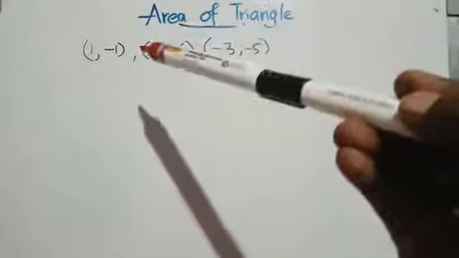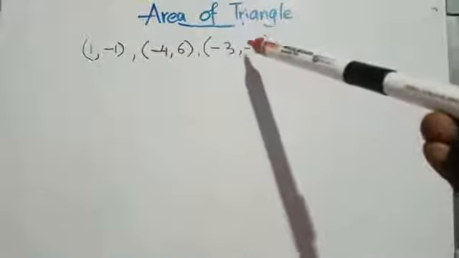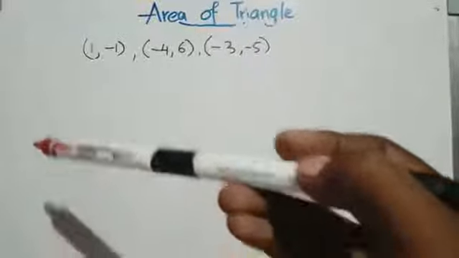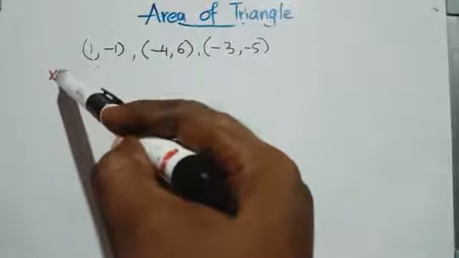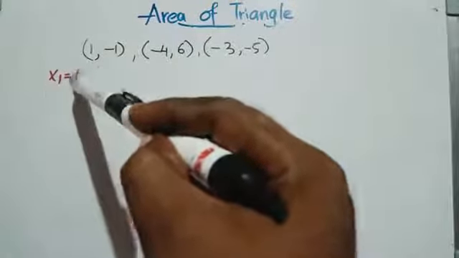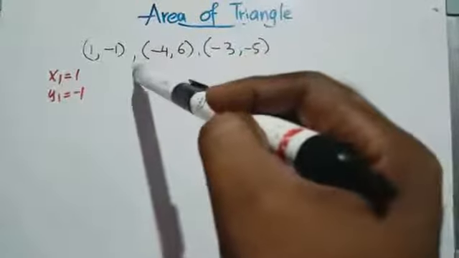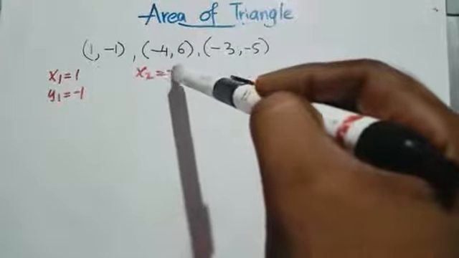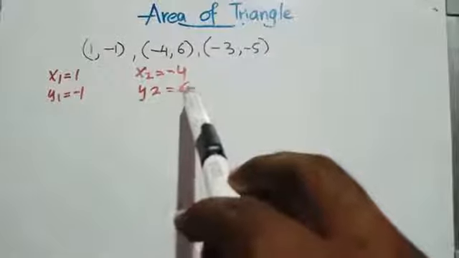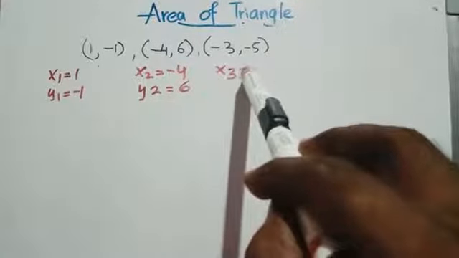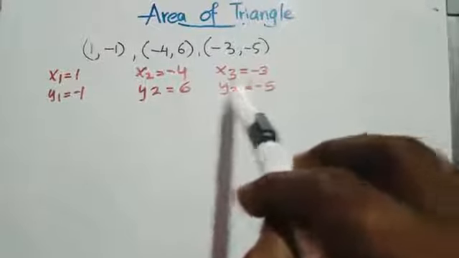Question is, find the area of the triangle formed by the vertices (1, -1), (-4, 6) and (-3, -5). So before going to the formula, what we need to do is write the corresponding terms. What is x1? 1, y1 minus 1, x2 minus 4 and y2 6. Similarly x3 minus 3 and y3 minus 5.